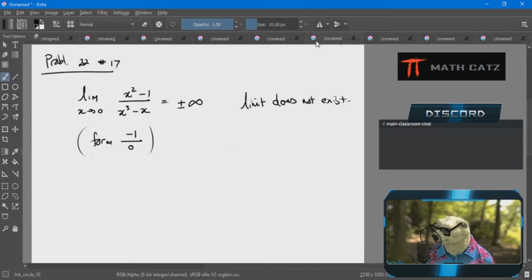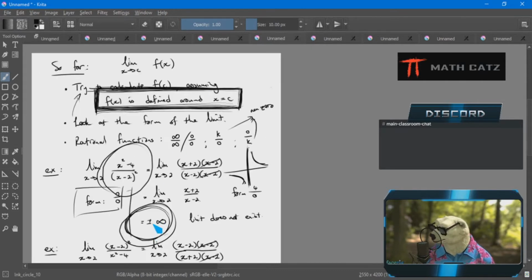Where is this one? This one? Nope, not that one. This one. We really can't say any of this, unfortunately. So let's just redo that one. x plus 2, x minus 2.